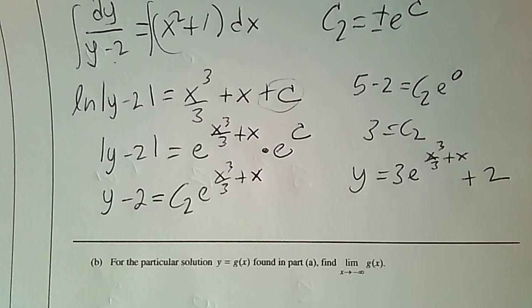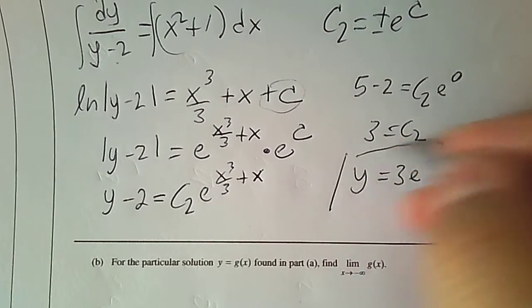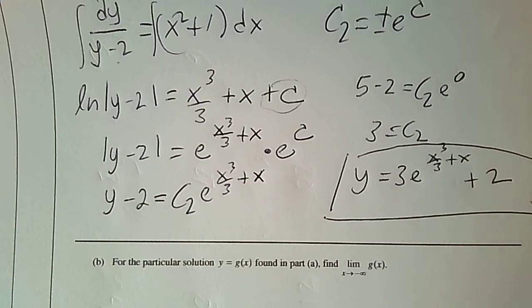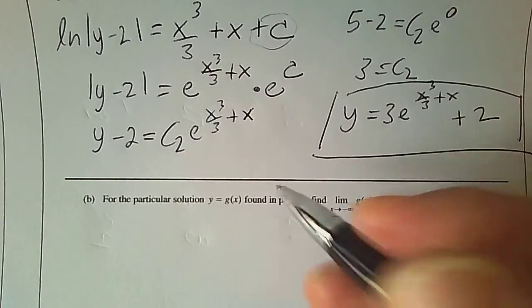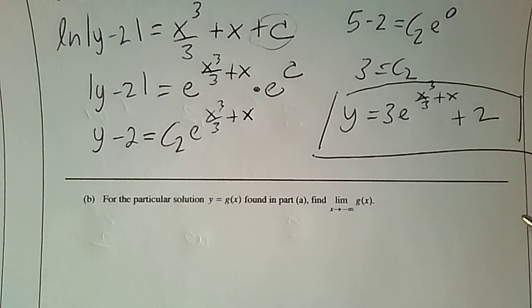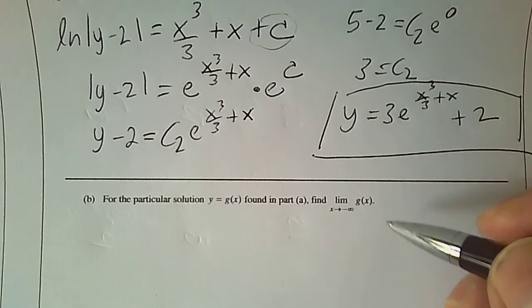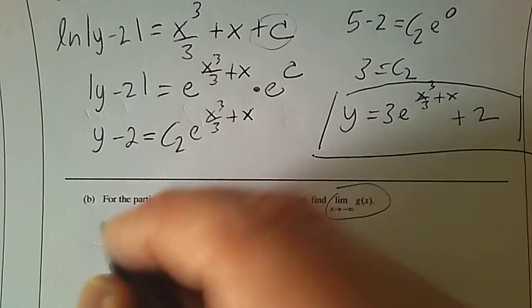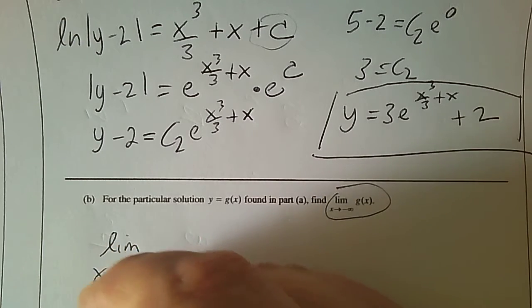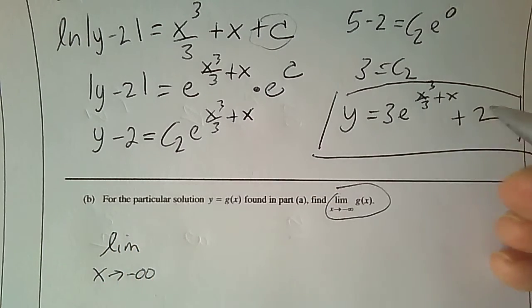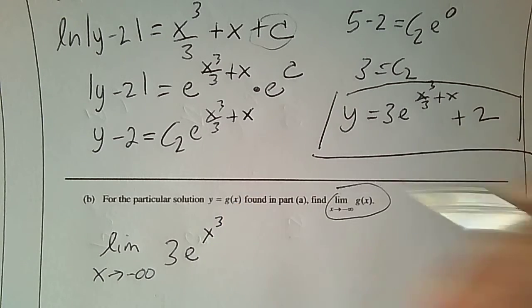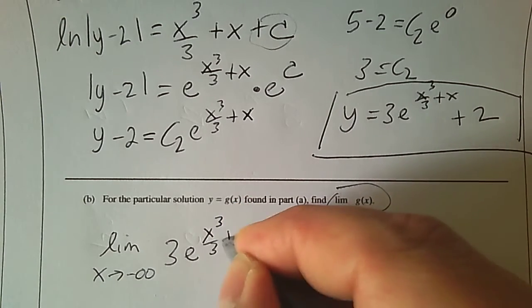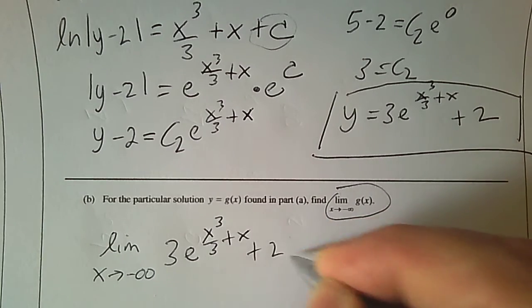All right, part B. This was the goal at the end here, to solve the diff EQ. It says, for the particular solution y equals g(x), found in part A, find the limit of that as x approaches negative infinity. So in other words, what's the limit as x approaches negative infinity of 3e to the exponent x cubed divided by 3 plus x, plus 2.